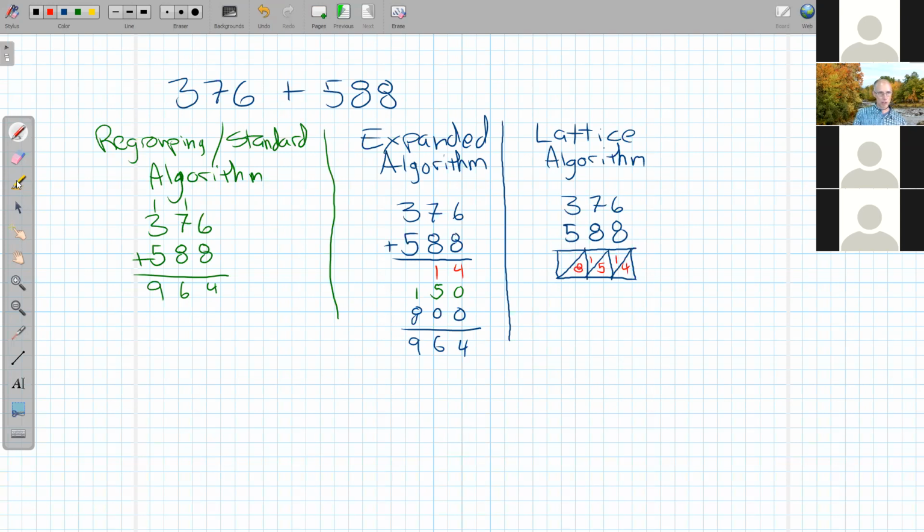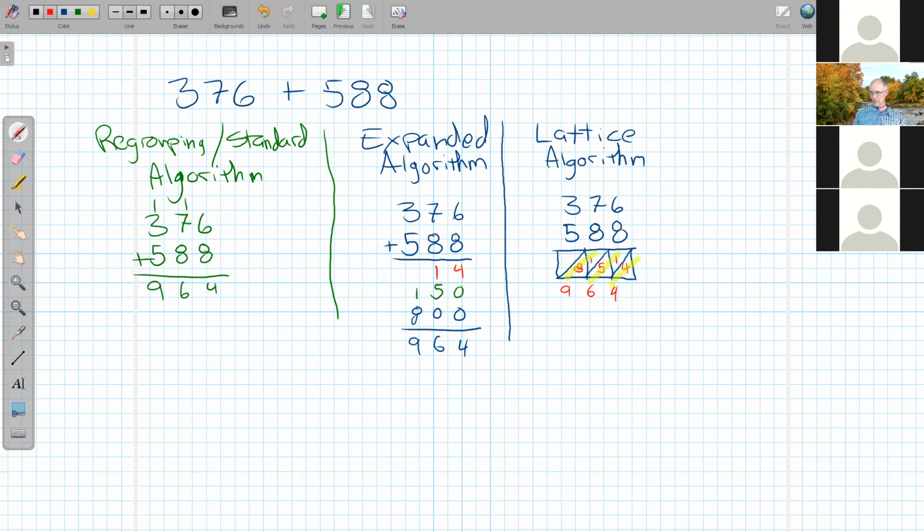Now, the next thing I want you to notice here is that there are diagonals being formed here. And what happens if we follow those diagonals? Well, the only thing in that diagonal is a 4. There's a 1 and a 5 in this diagonal, so that makes 6. There's a 1 and an 8 in that diagonal, so that makes a 9.